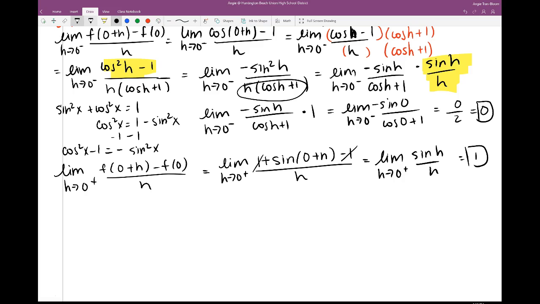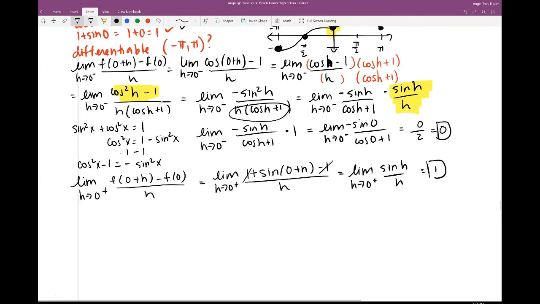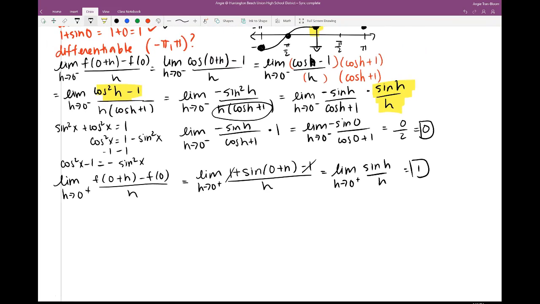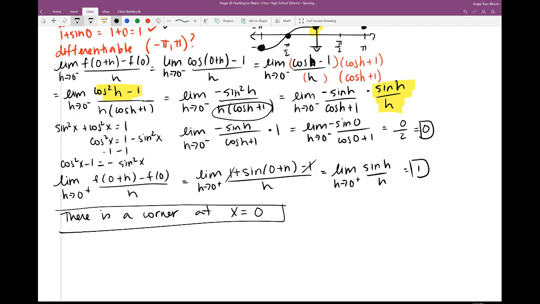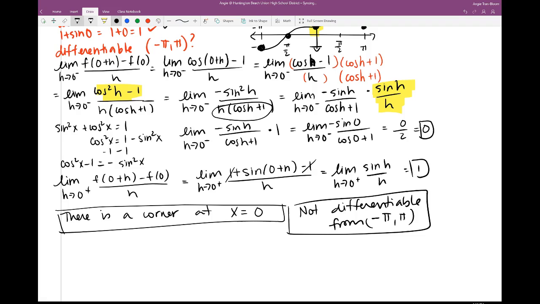All right, so as you can see, they don't really match up. They have derivatives, but then that means there is a corner at x equals 0. So is it differentiable? The answer is no, okay? Not differentiable from negative pi to pi. Okay, so that is the long way of proving whether it's differentiable or not.